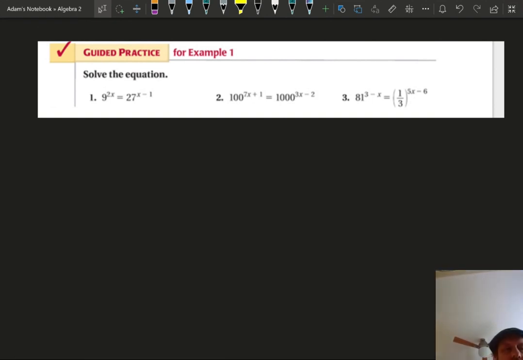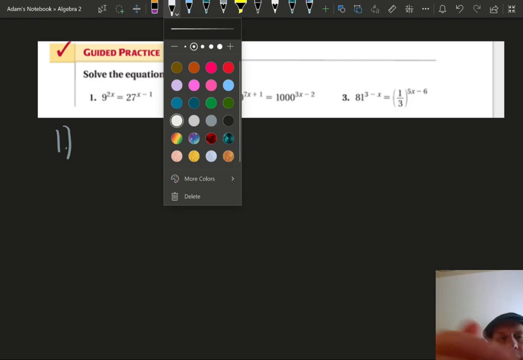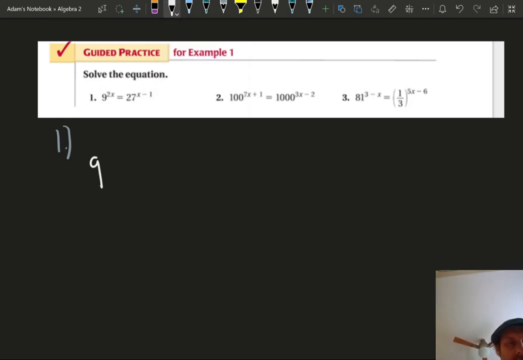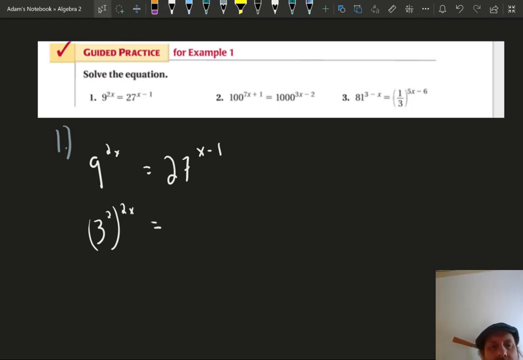So, for example, number one, maybe the way that you would go about doing number one is just to say, okay, 9 to the 2x power equals 27 to the x minus 1 power. Now, one way you might think about that is, wait a second, 9 is, of course, 3 to the second power, right? So we can say that's 3 to the second, all to the 2x power, equals, and I know 27 happens to be 3 to the third power, right? So we'll say that's 3 to the third, all to the x minus 1 power.